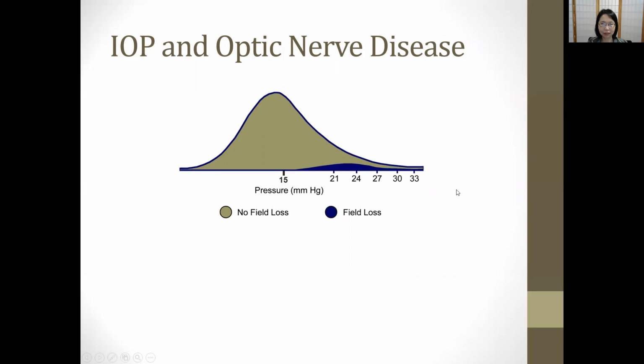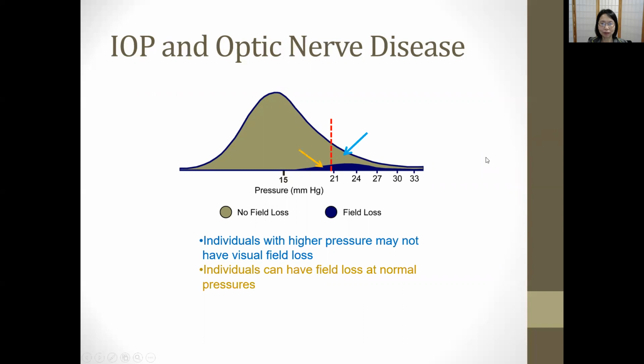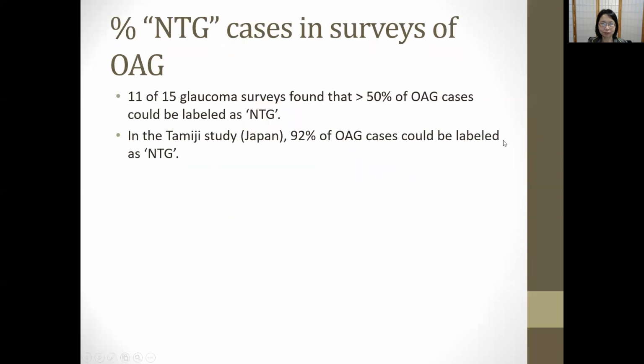And you can see that, here's the 21 cutoff, there are patients who have higher pressures above 21, but have no visual field loss and hence no glaucoma. These are known as the ocular hypertensives. And on the contrary, there are patients who have visual field loss and glaucoma at pressure under 21. These are known as normal tension glaucoma patients. So therefore, the relationship between IOP and glaucoma is not as straightforward as with the cutoff of 21.